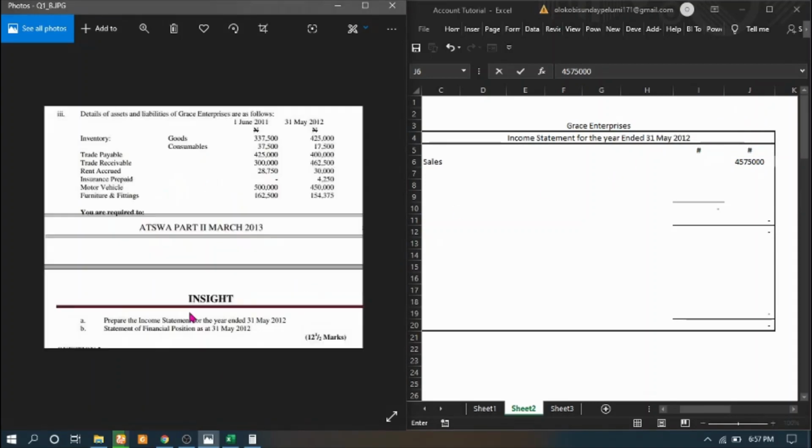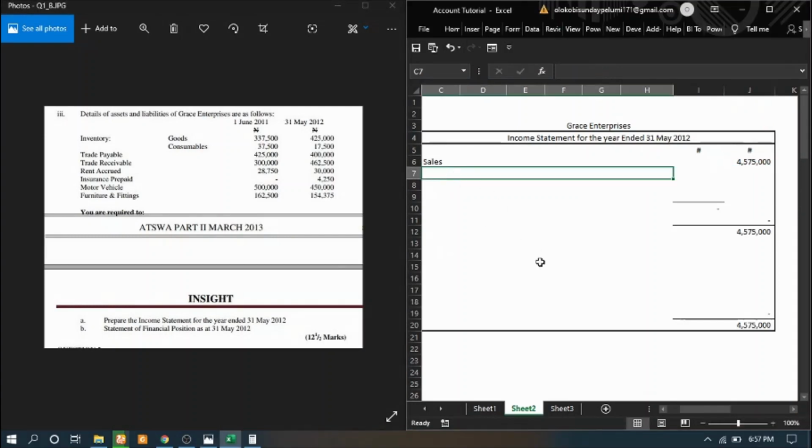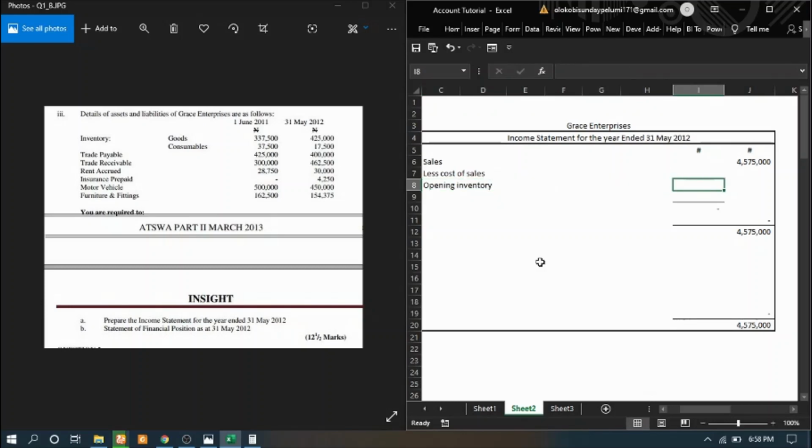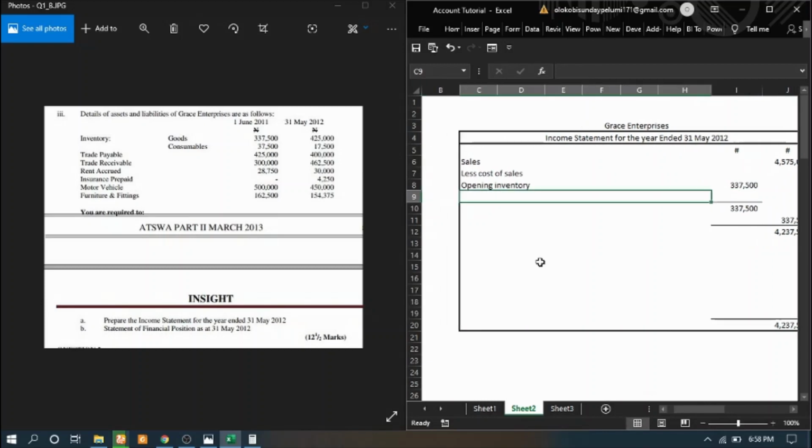So I have that in my sales. Now the next thing is for me to say less cost of sales. Now cost of sales is calculated with opening inventory first. Now we are dealing with inventory, goods, not consumables. So the opening inventory is 337,500. So we had our purchase.